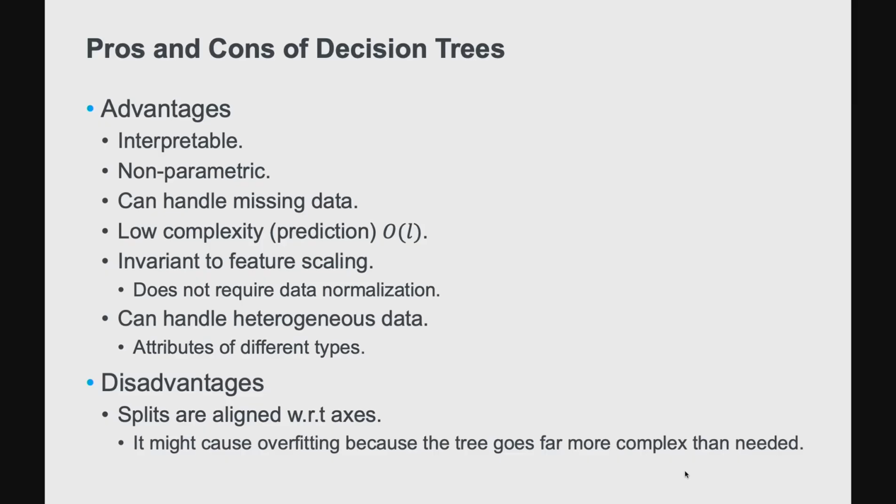It's a low complexity. So prediction is O of L, where L is the number of attributes. So my tree can never be deeper than the number of attributes I have. And quite often it's less than the number of attributes. So that's good for prediction. It's invariant to feature scaling.